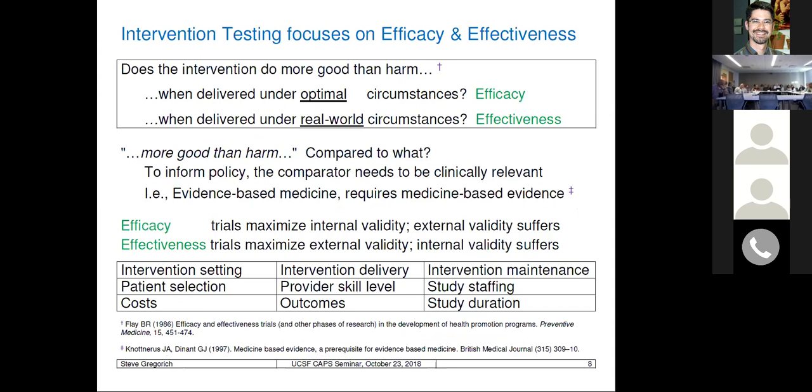So if you're in the realm of intervention testing versus theory testing in public health, there's this kind of a distinction that's not really a distinction, it's a continuum. We'll get to that, but it's efficacy versus effectiveness. And so in a nutshell, does the intervention do more harm than good when delivered under optimal circumstances? That's efficacy. Or does it do more good than harm when delivered under real world circumstances? That's effectiveness. But if you're talking about more good than harm, compared to what?